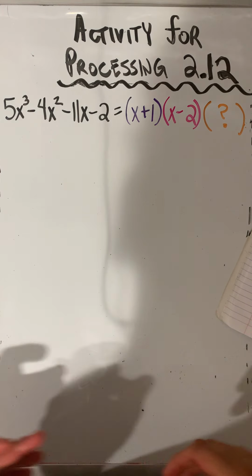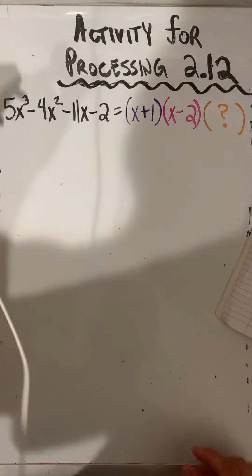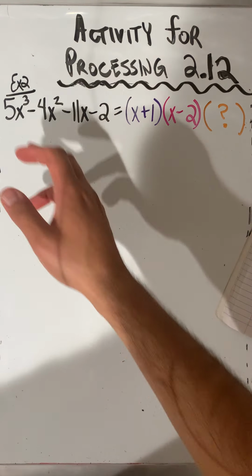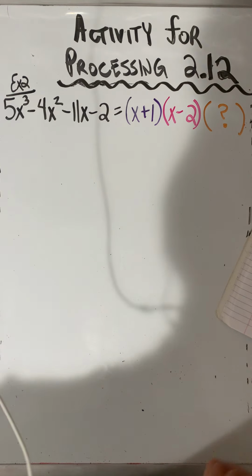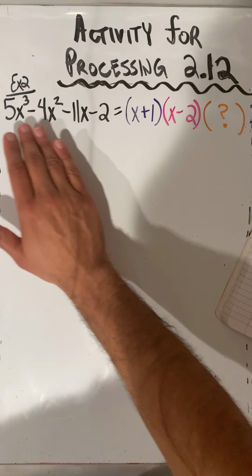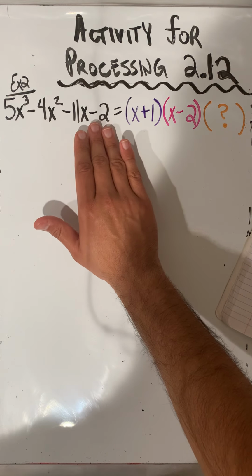All right, ladies and gents, welcome back to examples 2 and 3. So if you could, go ahead, wherever you left off, you can skip a few lines and then invite yourself to example 2. Here our new polynomial written in black is 5x cubed minus 4x squared minus 11x minus 2.